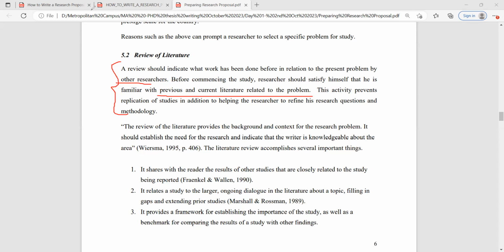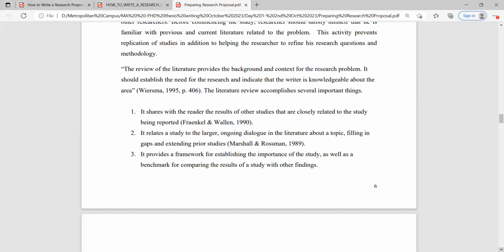This literature review, you have to read and understand what you're talking about, and you have to get a very clear picture, because if you get a very clear picture, it's easy for you to carry all those things, right? So then they say it shares with the reader the results of other studies that are closely related to the study being reported. According to your one, it should be closely related to your study.